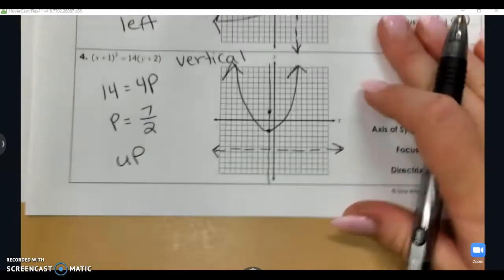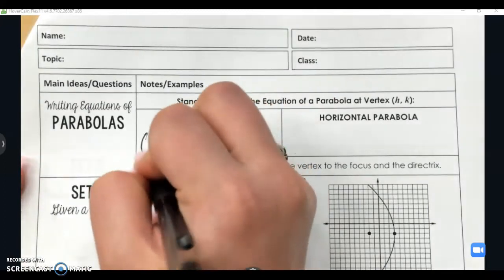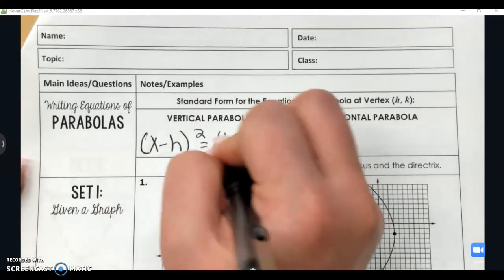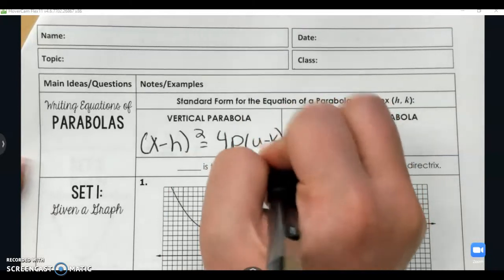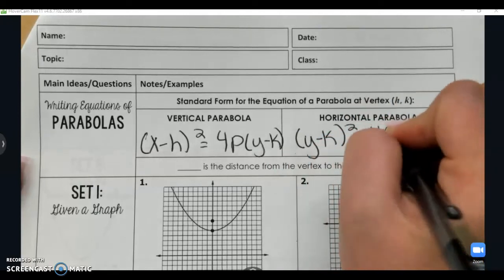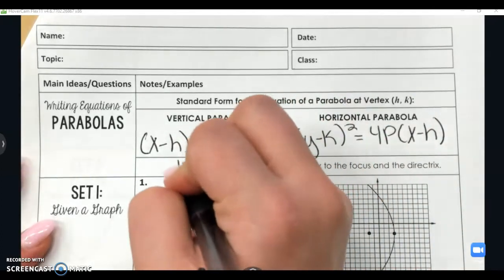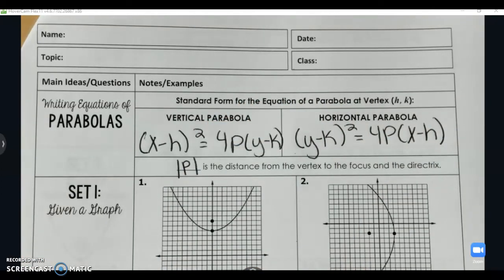Okay. Not too bad. Now we are going to be talking about writing the equations for a parabola given different sets of information. So first of all, let's recall the correct format for writing these equations. For a vertical, x minus h squared equals 4p times y minus k. And for a horizontal, they are flip-flopped. Y minus k squared equals 4p times x minus h, where (h, k) is your vertex, and the absolute value of p is the distance from the vertex to the focus and from the vertex to the directrix.